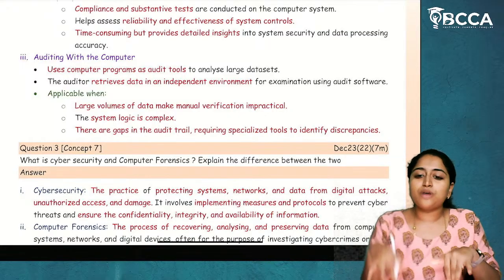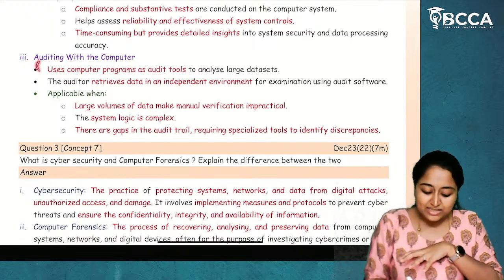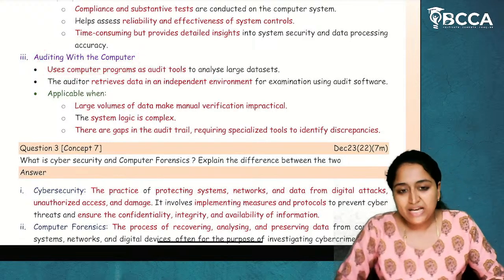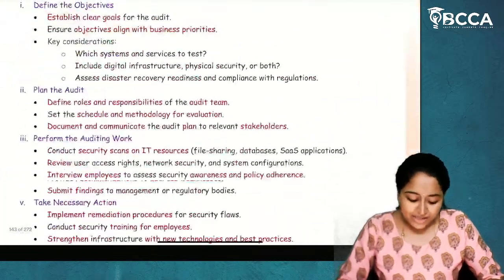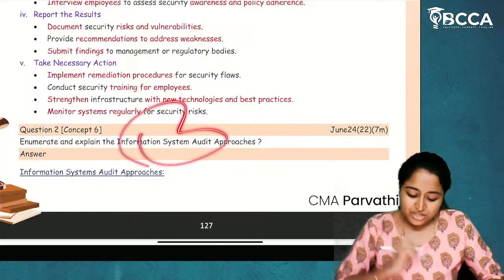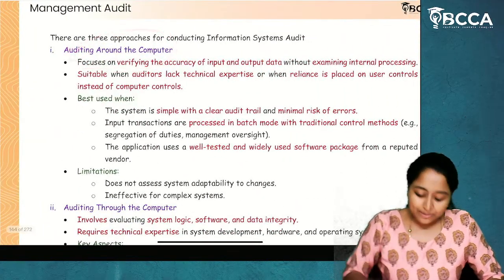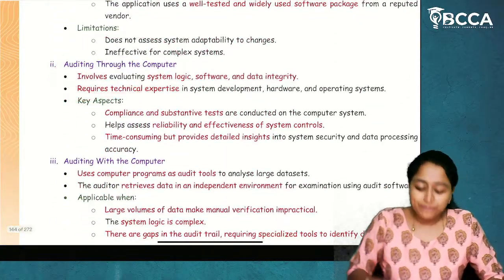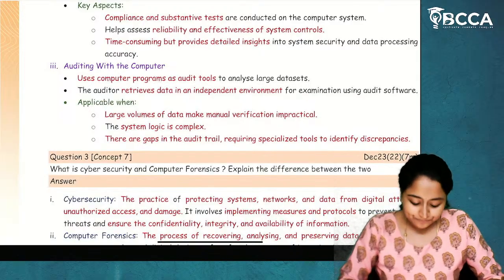So if I'm using a software, it will tell me. So if that's the case, then auditing with the computer will be helpful. So these are the three approaches in IS audit, Information System audit, three approaches. What are those three? Auditing around the computer, auditing through the computer, and auditing with the computer. I hope it is clear.